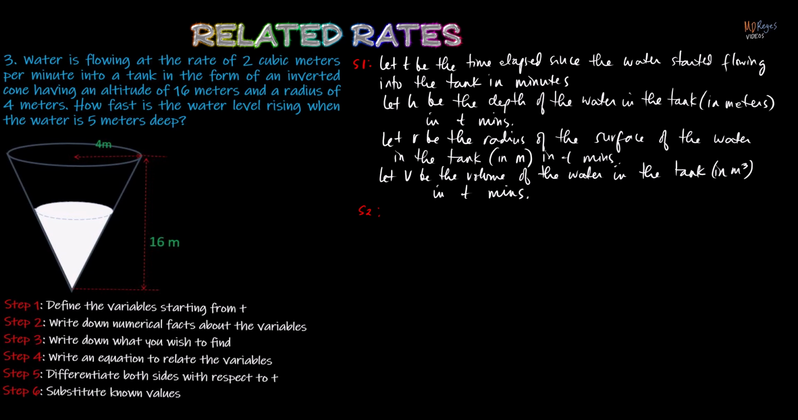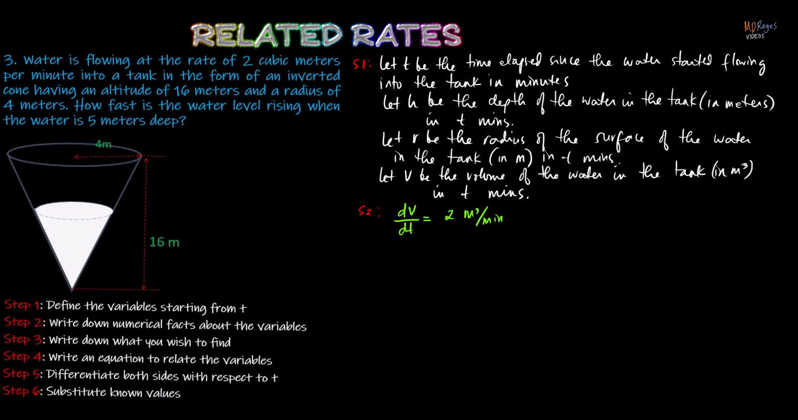Step 2. Write down numerical facts about the variables. Numerical facts: 2 cubic meters per minute. Obviously, that's a volume change. So that will be dV over dt, as we have defined V to be the volume of the water in the tank. That's 2 cubic meters per minute. Water is flowing at the rate of 2 cubic meters per minute into the tank.